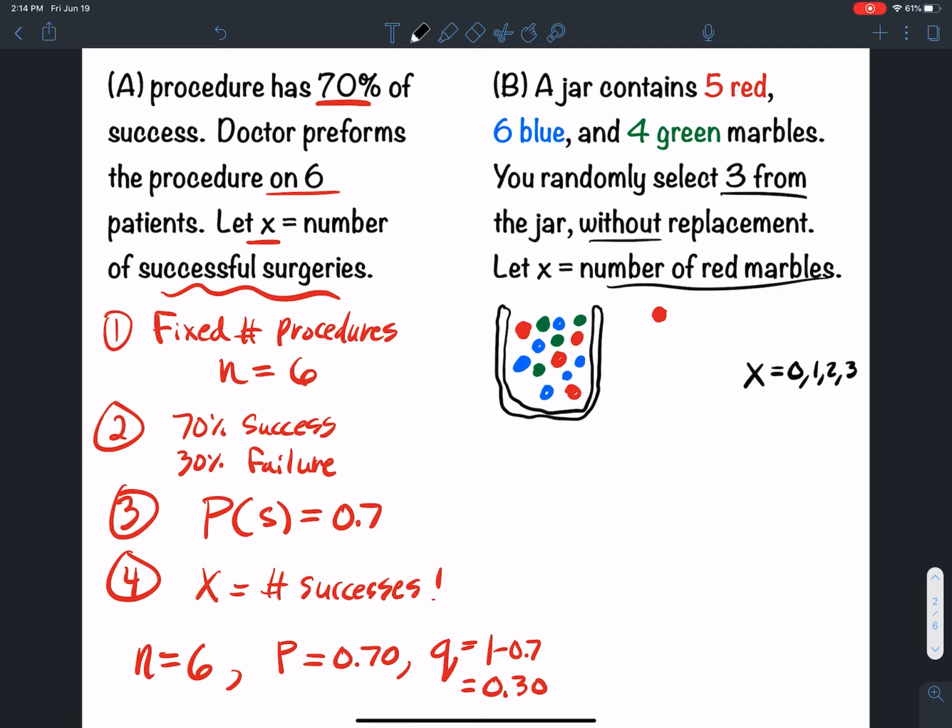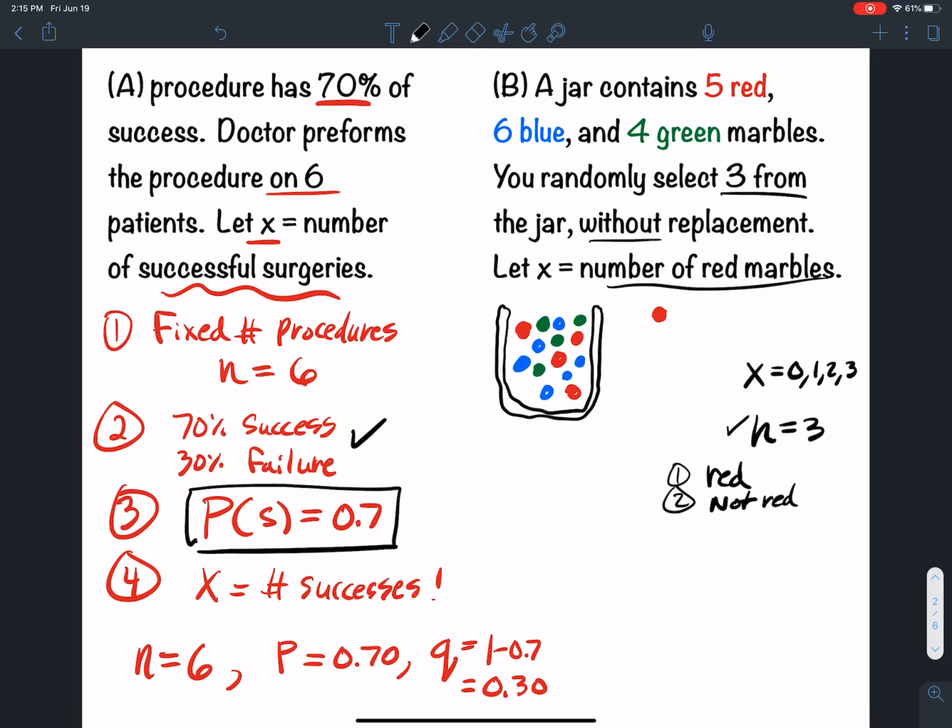You randomly select 3 marbles from the jar. Now, there's n equal to 3. It's fixed, right? That's good. Probability of success is you either get a red marble or you don't get a red marble. So red is one outcome. Not red is the other outcome. Okay, so that's good. Is the probability of success the same for each trial?